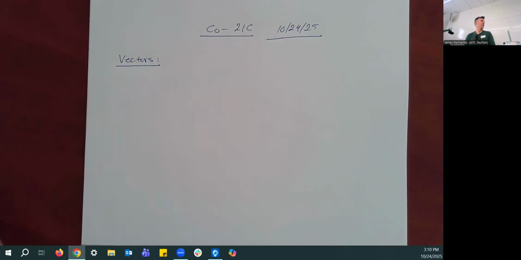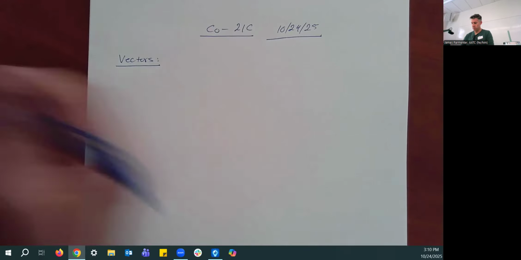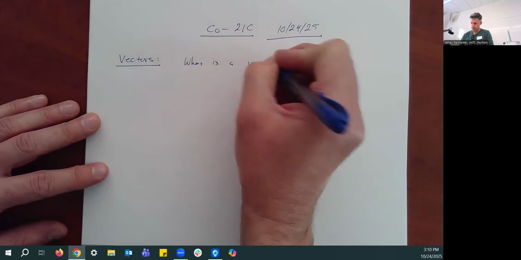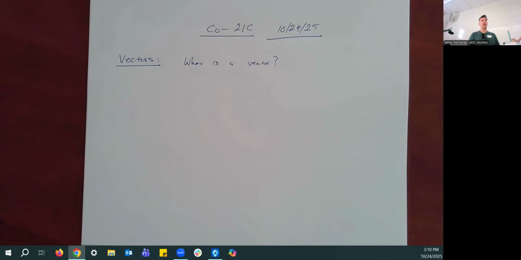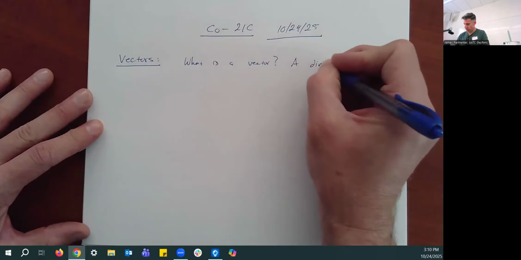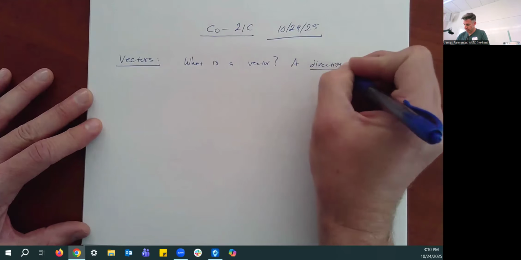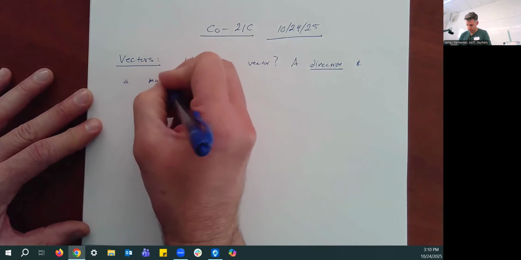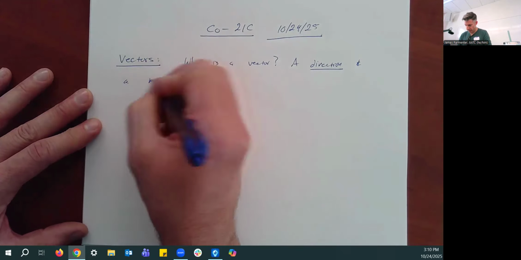What to say about vectors? Well, lots of things, and also not a lot, really, in some ways. So, what is a vector? Well, at a very basic level, it's just a direction and a length, or I would say a direction and a magnitude, which is just the fancy word for length.